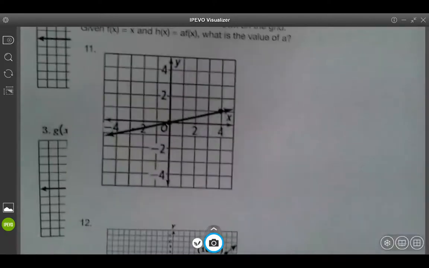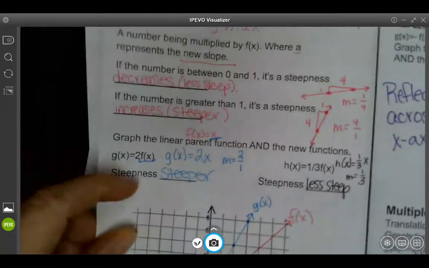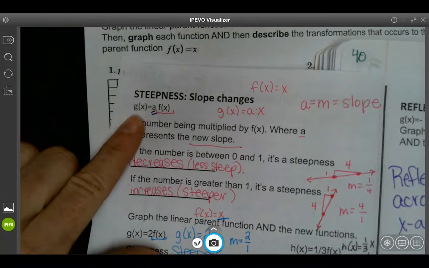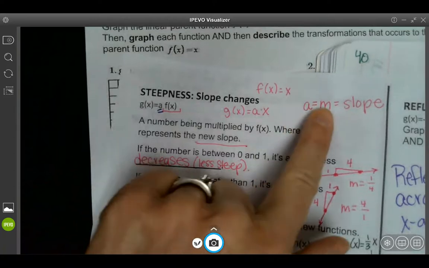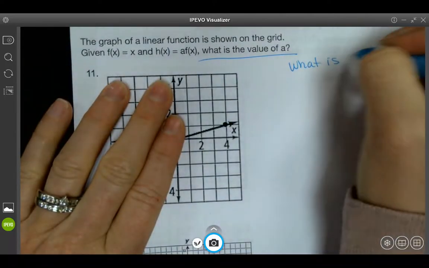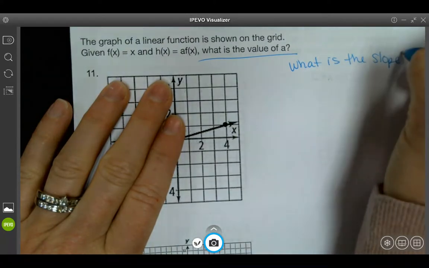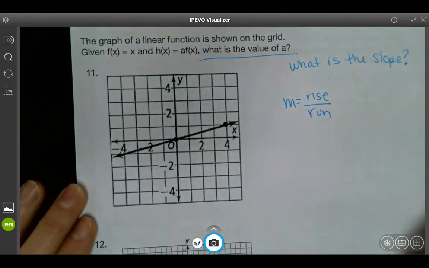Okay, look on the back. The graph of a linear function is shown on the grid. Given f of x equals x and h of x equals a f of x, what is the value of a? So in our notes, we talked about that. If you look back at the notes, it says g of x equals a f of x, where a represents your slope. So all these problems are asking for, what is the value of a? It's asking, what is the slope? From a graph, you find slope by just counting rise over run. So that is how you're going to do 11 and 12.